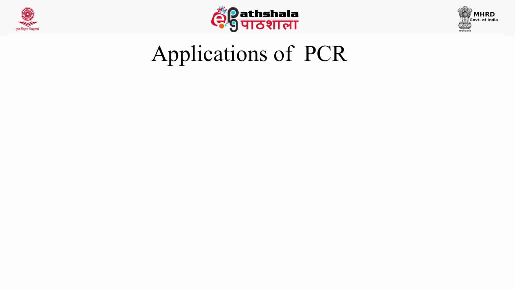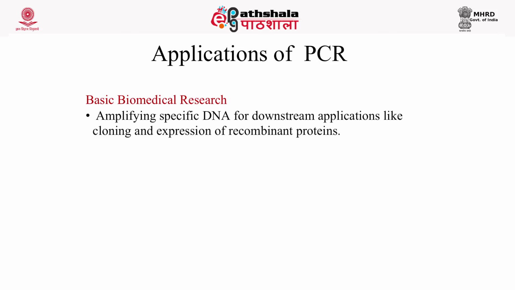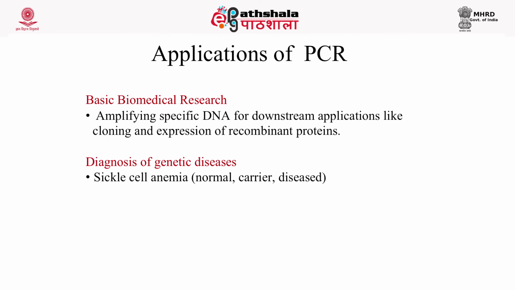Now let us understand the applications of PCR as a whole. PCR is a very useful technique in basic biomedical research. It can be used for amplifying specific DNA sequences for cloning and other experiments. It is also very important for diagnosis of genetic diseases. For example, sickle cell anemia can be diagnosed using PCR. We can quantify the normal, carrier or disease state in sickle cell anemia using PCR.